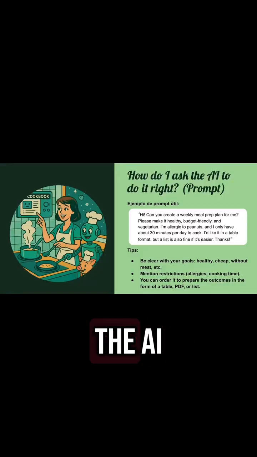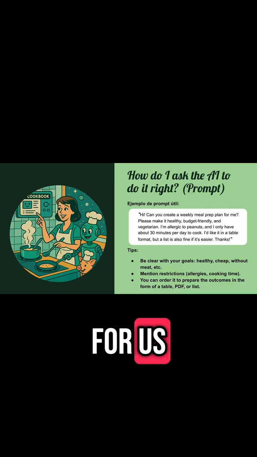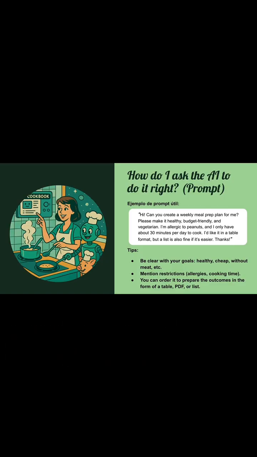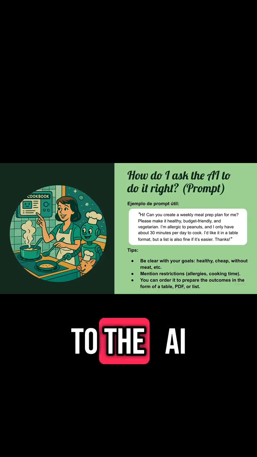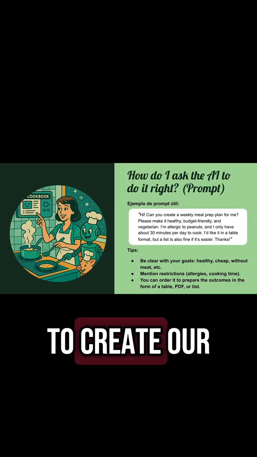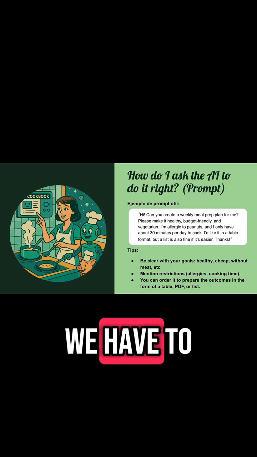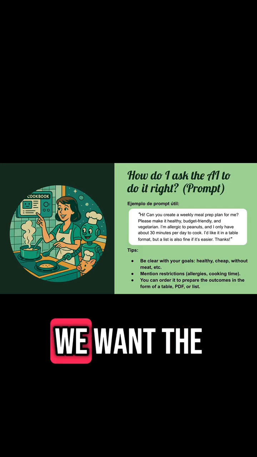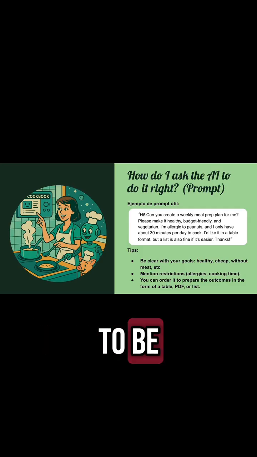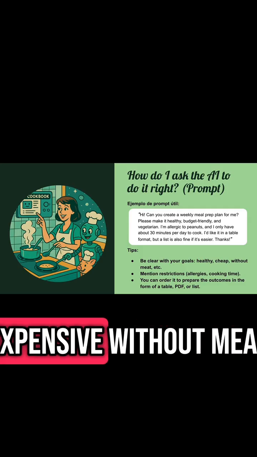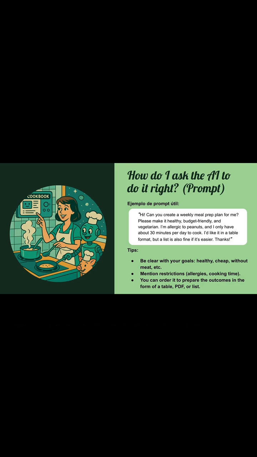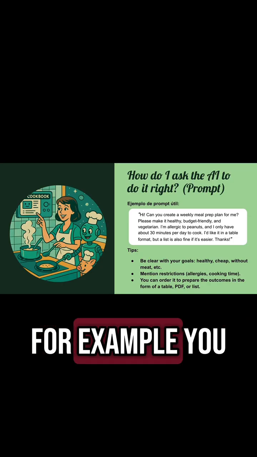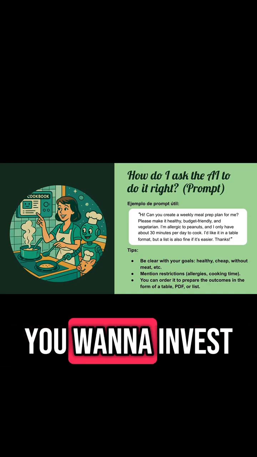We can ask the AI to do this type of task for us via prompts. This is instructions to the AI. And so when you're giving instructions to the AI, in this case, we want it to create our meal prep plan, we have to be clear with our goals. So maybe we can add things about how healthy we want the meal prep plan to be, whether we want it to be cheap, expensive, without meat. You also want to mention any type of restrictions that you have. For example, you have certain allergies, how much time you want to invest in it.